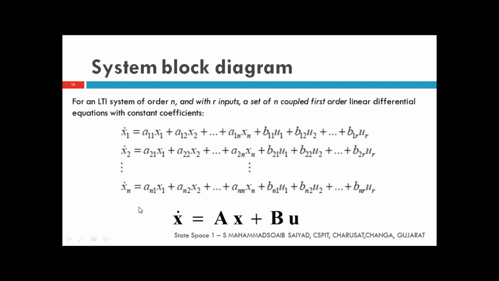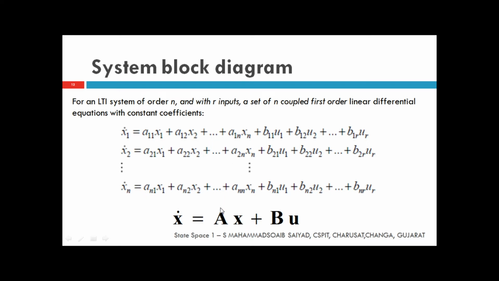Summarizing all these quantities, I am taking the dot value in terms of x dot, which is equal to some matrix. Let us say this matrix is A. The components of this matrix are: the first row a11, a12 up to a1n, then a21, a22 up to a2n, and the last row an1, an2 up to ann. That will be multiplied by a vector called x.